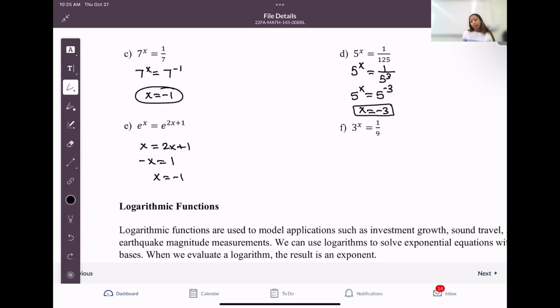3 to the x power is equal to 1/9. Remember, we're thinking about powers of 3 here. So we'd have 3 to the x power is equal to 1 over 9, which is 3 squared. It is 3 times 3, but that's 3 squared when we think about the exponent. And then to move the term on the right up to the numerator, we make the exponent negative. 3 to the x equals 3 to the negative 2nd power. So x is equal to negative 2.